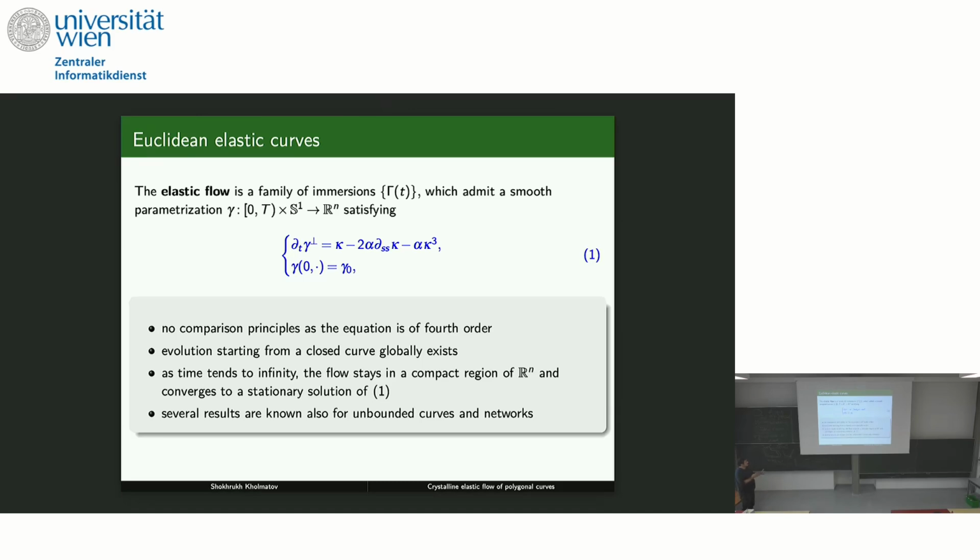However, as was said, evolution starting from a closed curve always exists, and it always stays in a compact region, never escaping to infinity. And as time goes to plus infinity, the flow stays in the compact region and converges to some stationary solution. And several results are also known, as I said, in the papers, for example Garcke, Pluda, and Menzel, in the case of networks. And also for unbounded curves, Miura-san has now explained.